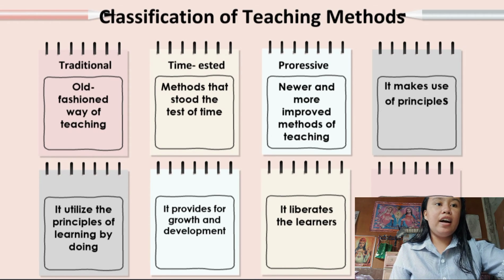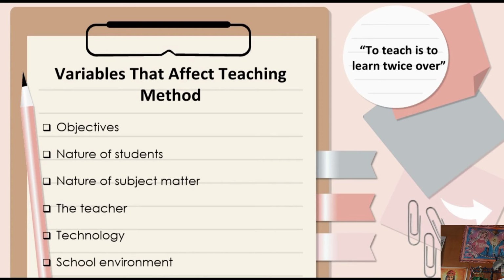Next is the variables that affect the teaching method. The variables that affect teaching methods are the objectives, nature of students, nature of subject matter, the teacher, technology, school environment, and lastly, the teacher's knowledge of group dynamics. These variables are very important to the students and the teachers.